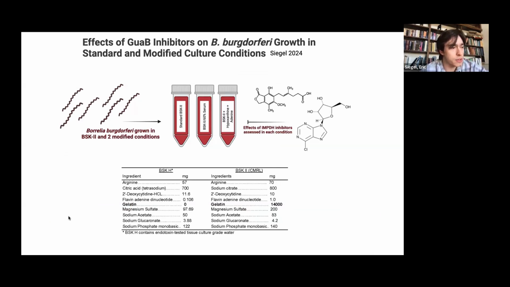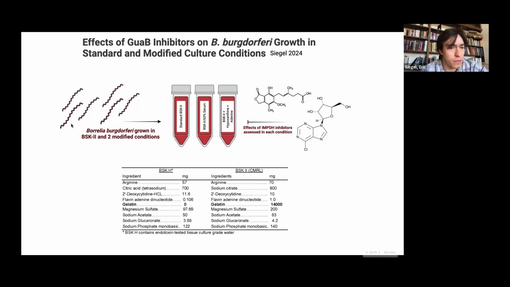For our work, we grew cells in 3 culture conditions based on this medium. We had the standard formulation, a formulation that was serum-based, and this was in an effort to mimic the mammalian environment as best we can. And then the final condition was an exogenous addition of hypoxanthine, adenine, and the cofactor precursor for the guaB reaction, which is nicotinamide. It was hypothesized that this could induce the essentiality of guaB in an environment where it is otherwise not needed.